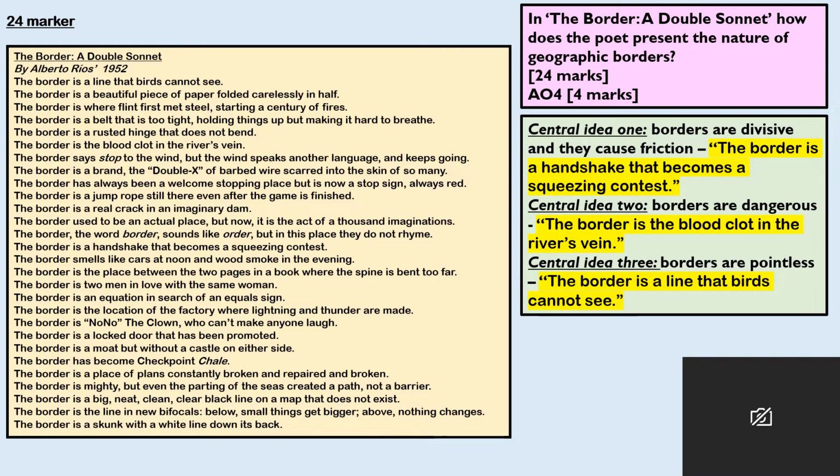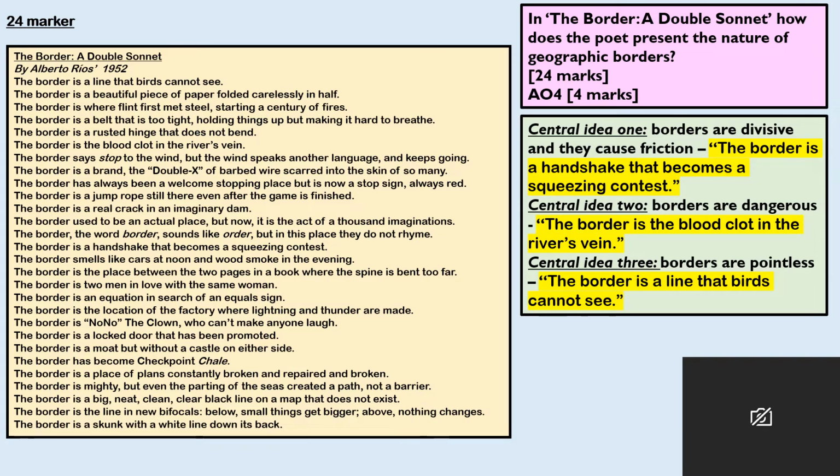If I look at the nature of someone, are they a good person, bad person, aggressive person, calm person? So what I'm going to do is come up with 3 central ideas. You can see on the right hand side, I've got central idea 1. First I'll have a mini introduction. It's over 20 marks, so I should do a mini introduction where I'll use the 3 adjectives. I'll say that the borders are divisive, they cause friction, they're dangerous, and they're pointless.